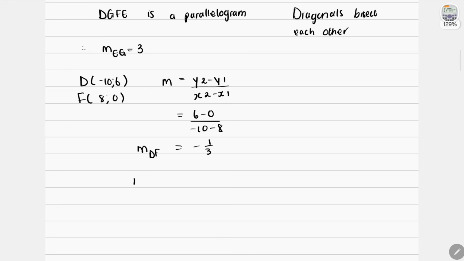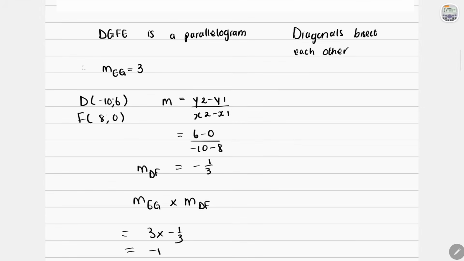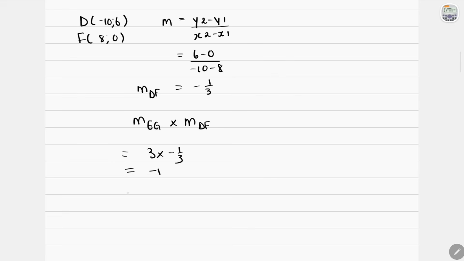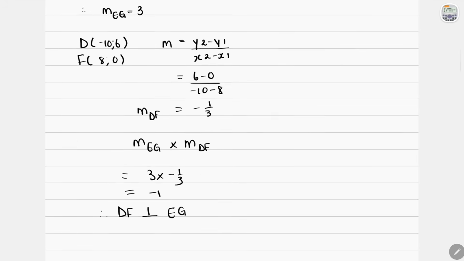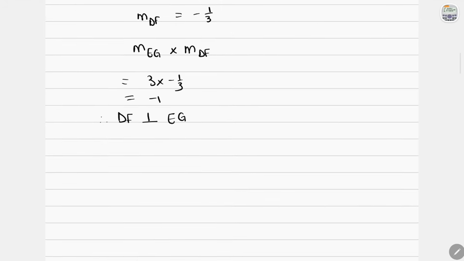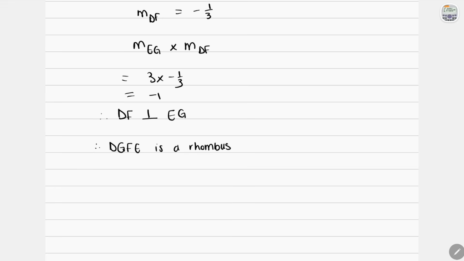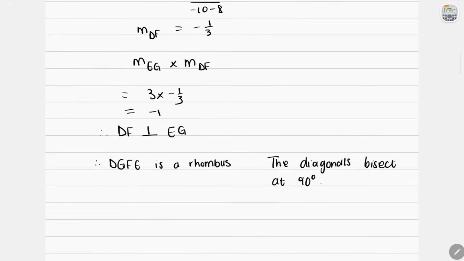So now this is all we have to do. We can show that if you take the gradient of EG and you multiply it by the gradient of DF, look at what they give us. 3 times -1 over 3 equals -1. So because the diagonals are perpendicular, what it means is they bisect at 90 degrees. So I'm just saying that DF is therefore perpendicular to EG. And finally, we can conclude that DGFE is a rhombus because the diagonals specifically bisect at 90 degrees. And that is our answer.